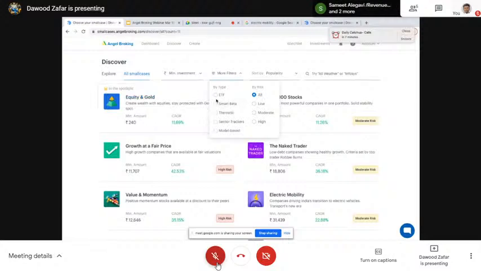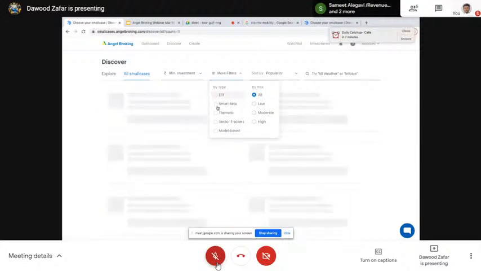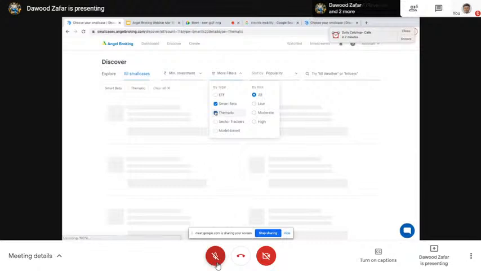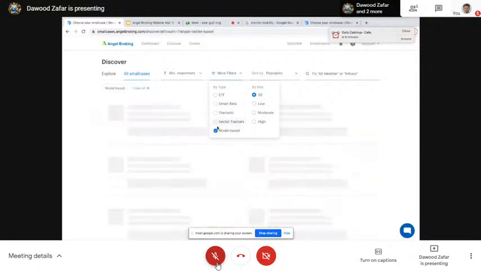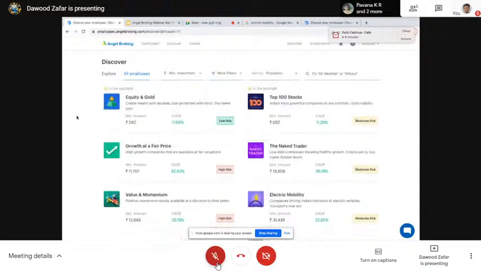So over here, you'll be able to see ETF-based smallcases, smart beta smallcases, thematic smallcases, sector-based, model-based. So this will cover the overall ecosystem, which means there is a smallcase for everyone. Everyone will have some idea to invest, but the major problem they face is they don't know how to pick the stocks. So there is an idea for everyone.